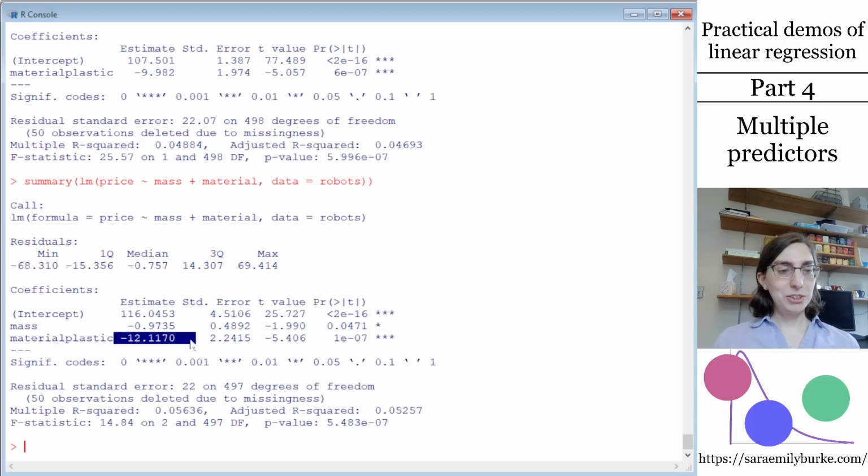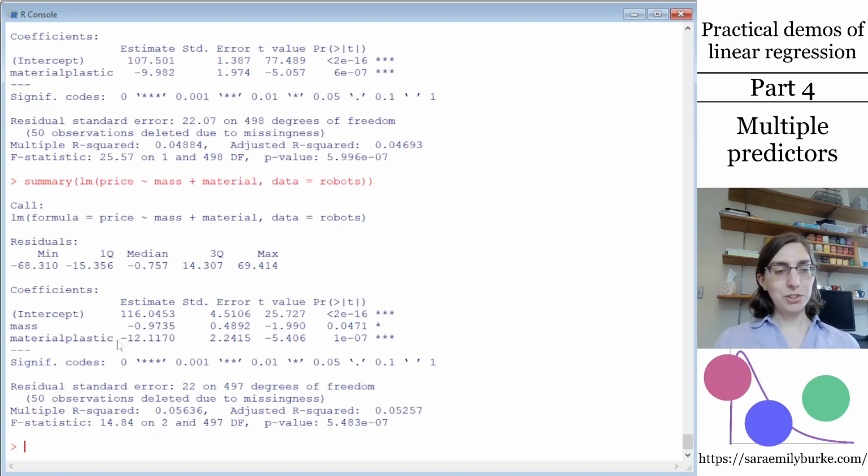And the slope of material now is negative 12. We already know that the plastic robots on average were $10 less expensive than the metal robots. What this is telling us is that given information about the mass of the robot, the plastic robots are expected to be $12 cheaper than the metal robots. If we were to imagine an equivalent robot that has the same mass, but only differs in whether it's metal or plastic, that's the difference we would expect. At least under the constraint that we have these two linear associations and they're constrained to be straight lines.